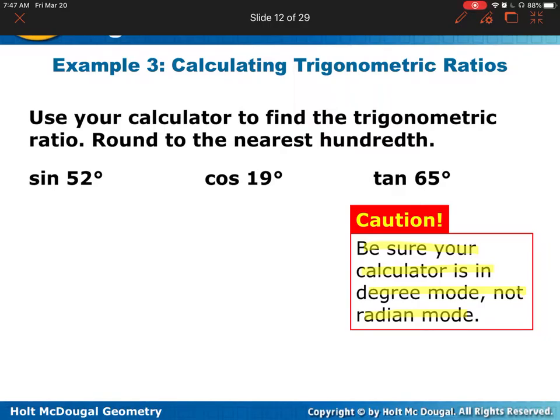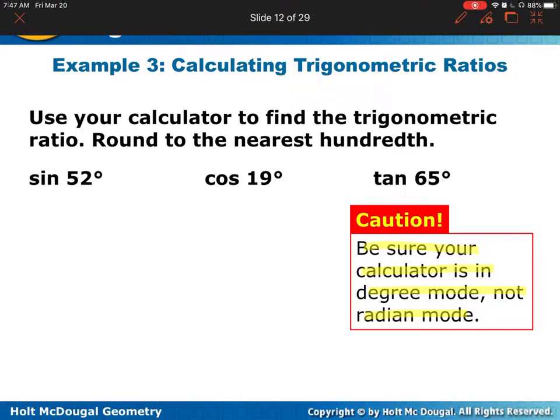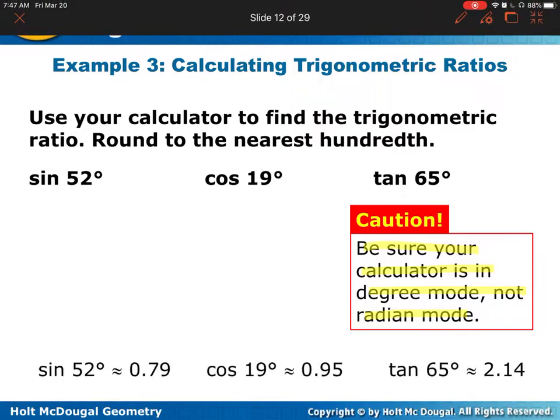If you're doing it on your phone, which I have figured out, it's actually the opposite. You type in the number 52 and then you click sine, and then it gives you the answer. So these are the answers to this one here: 0.79, 0.95, and 2.14. Hopefully they match up with what you have on your calculator.